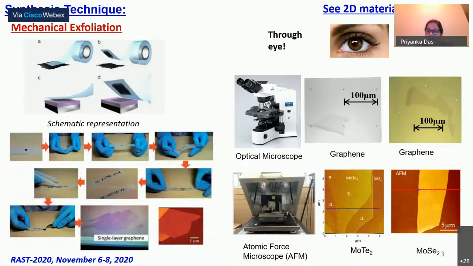And after transferring these materials to the silicon dioxide substrate, you can see those materials under an optical microscope, and also you can measure the thickness of this single layer to few atomic layer materials by using atomic force microscope. And also you can differentiate the different layers by seeing the different color contrast of this material.